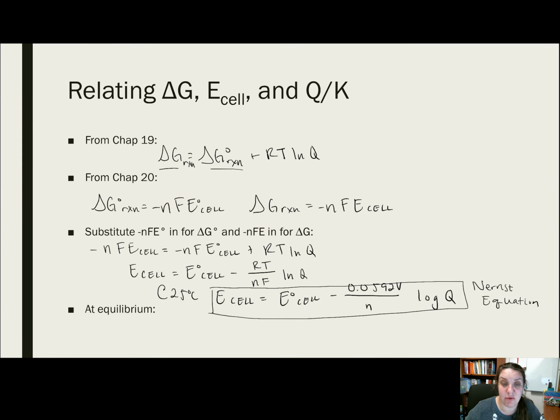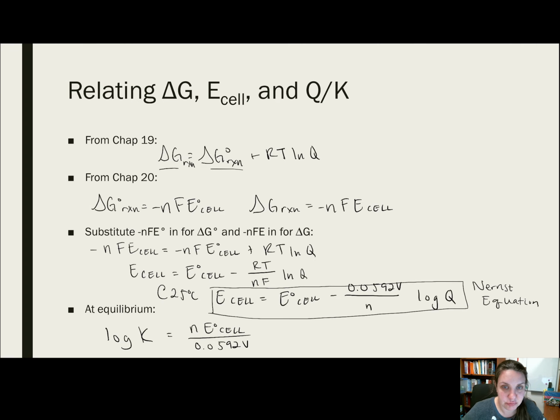As a note, we can further manipulate this equation and take it at equilibrium. At equilibrium, our E cell is equal to 0. So we get log Q, or log K rather, is equal to N E naught cell divided by 0.0592 volts.